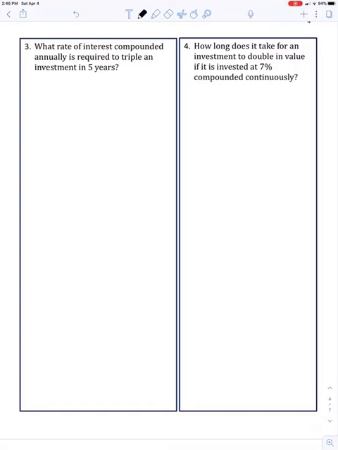Let's look at this next example here. Let's continue with our applications of exponentials. It says here, what rate of interest compounded annually is required to triple an investment in 5 years? So the key word, we're compounding it annually.